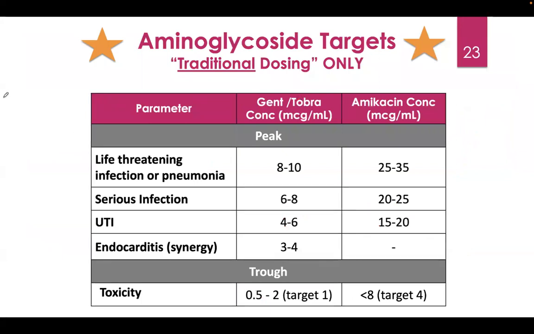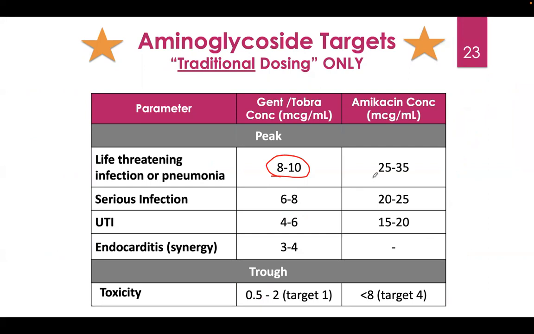But the aminoglycoside, oh, here we go. A nice chart on what your targets are. If it's life-threatening infections, deep-seated pneumonias, you're going to want a peak of 8 to 10. It's probably going to be a little bit higher. Well, it's the same for cystic fibrosis. You're just going to need a higher dose. I'm sorry, the peaks and troughs are the same.